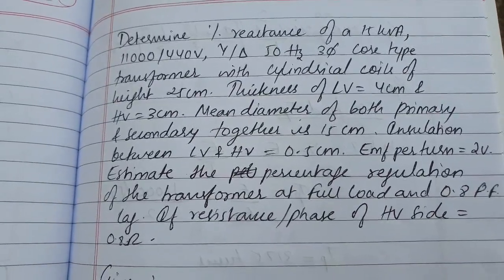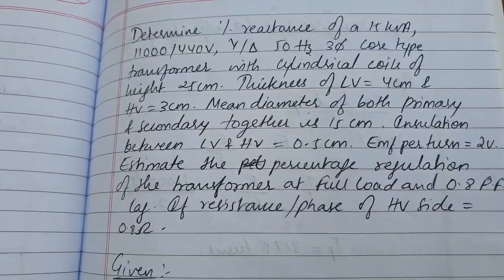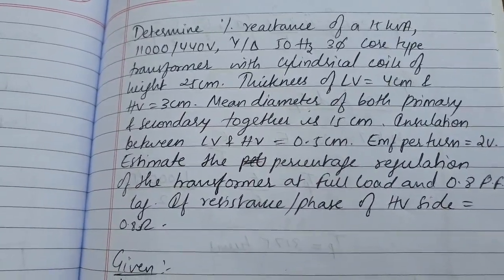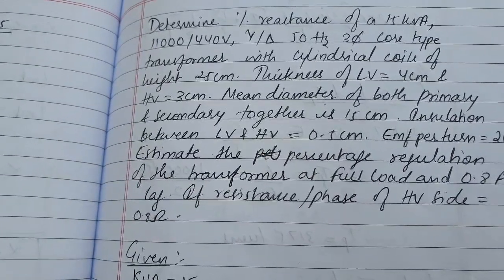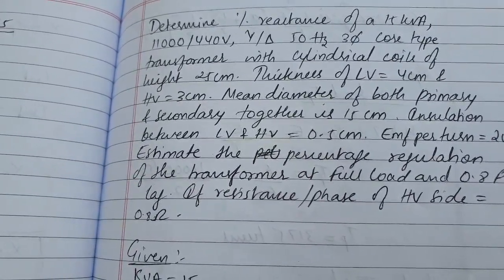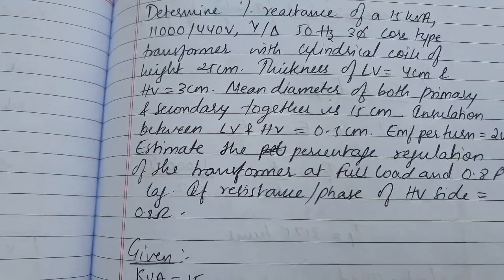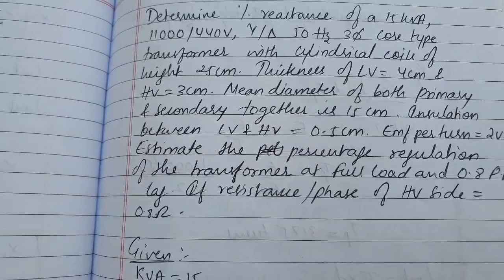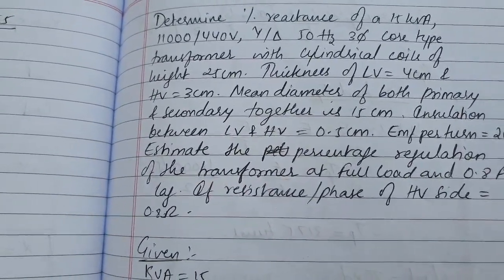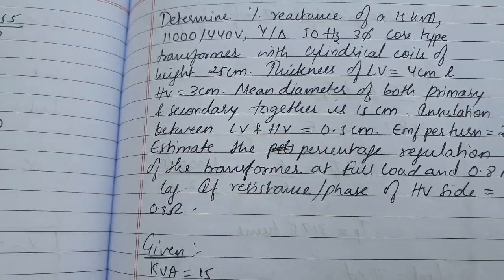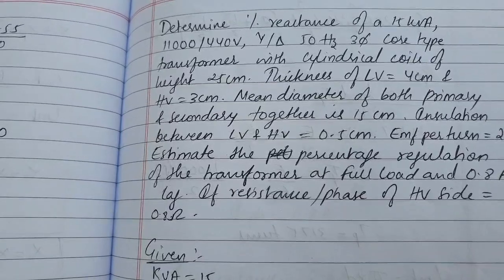Take down the second numerical. Determine percentage reactance of a 15 kVA, 11,000 by 440 volt, star by delta connected 50 Hz 3-phase core type transformer with cylindrical coils of height 25 cm, thickness of LV winding is 4 cm and HV winding 3 cm.